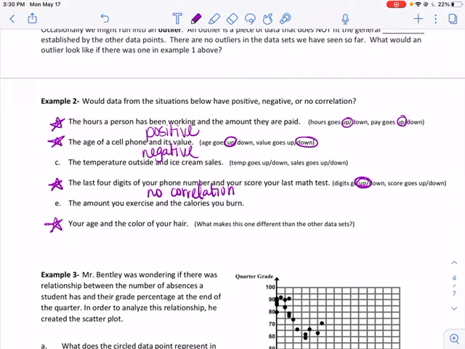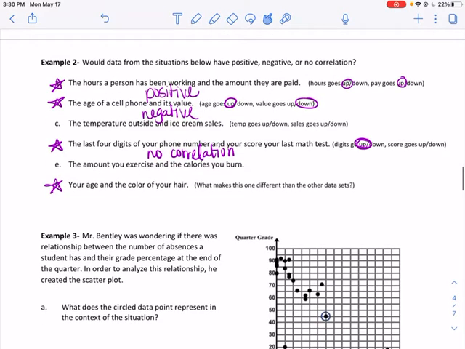And let's look at our last starred example, your age and the color of your hair. So I think your age does affect the color of your hair because the color of your hair is gray. However, we can't graph these, and you can't say that the color of your hair is going up, right? So this is numerical data, your age, but the color of your hair is something called categorical data. It comes in categories, different types. So we can't actually graph this. There's probably a relationship, but because we can't graph it on a scatter plot, we're going to say no correlation.